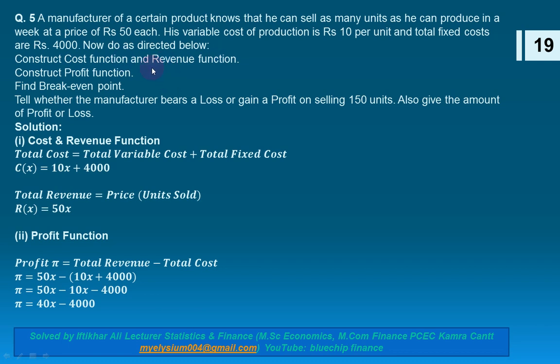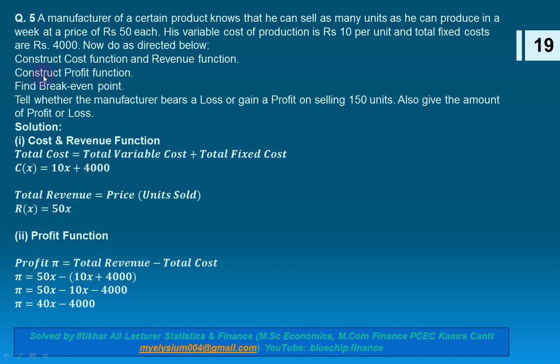As you know, total cost equals total variable cost plus total fixed cost. Fixed cost here is 4,000 and his variable cost of production is rupees 10. So 10x plus 4,000 is the cost function, and revenue function is simply price multiplied by output. So what is the price? He can sell at a price of rupees 50 each. So revenue function equals 50x.